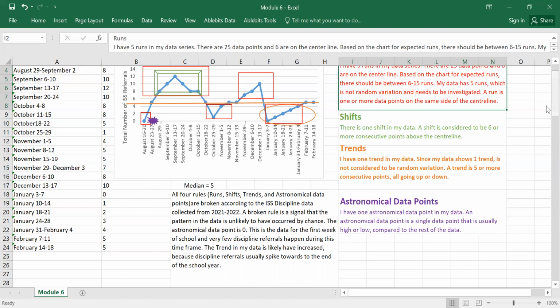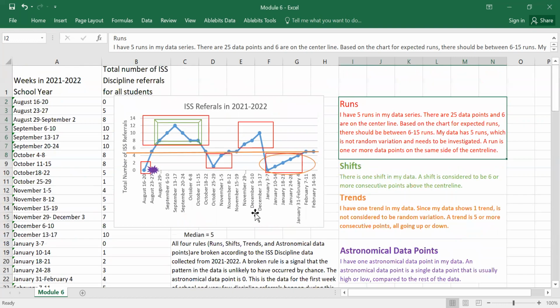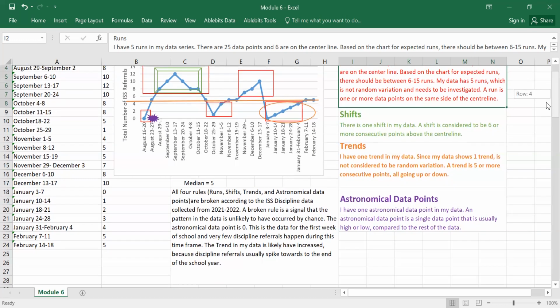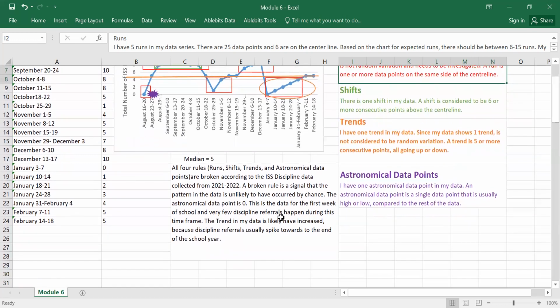Now, let me go back and talk about my median. So my median of all my data is 5, okay? And I even talked about my runs because, like I said, 6 to 15 runs is expected for my runs with my data, and I only have 5 runs. My median's 5. And so when I talk about my write-up for my data and my graph, all 4 rules, the runs, the shifts, the trends, and the astronomical data points are all broken according to the ISS discipline data collected from 2021 to 2022.